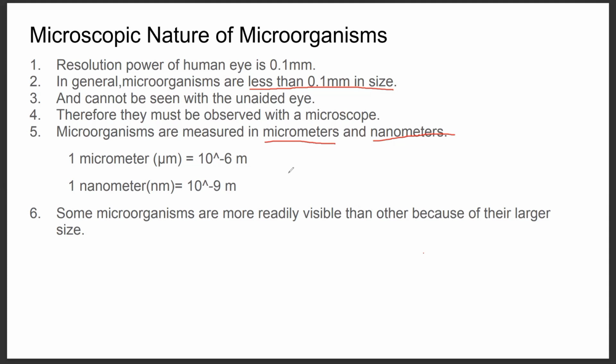No, micrometers and nanometers. So from this topic, what you have to remember is you should know the resolution power of human eye, that is 0.1 millimeter. And microorganisms, they are less than 0.1 millimeter in size. So we cannot see them with unaided eye. Therefore, what is the solution? We have to use a microscope. And the units used to measure microorganisms are micrometers and nanometers.